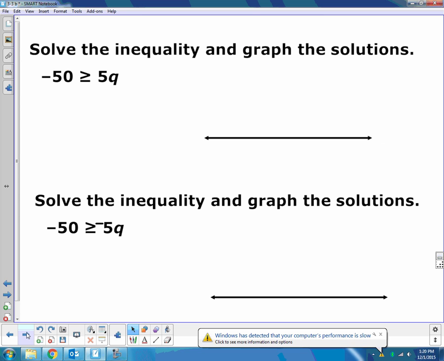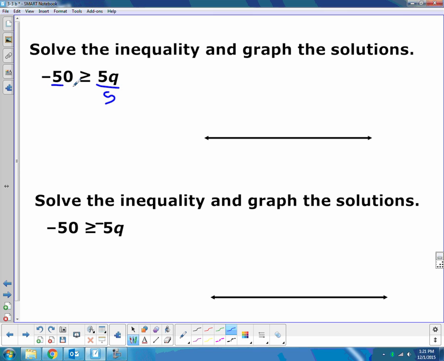So we've got a couple examples, and I'm going to go through these two examples, and then maybe do three examples on your own to see if you're able to work with these odd situations that pop up. This first one, we're going to solve the normal way that we've been doing for a little while. Negative 50 is greater than or equal to 5 times q.